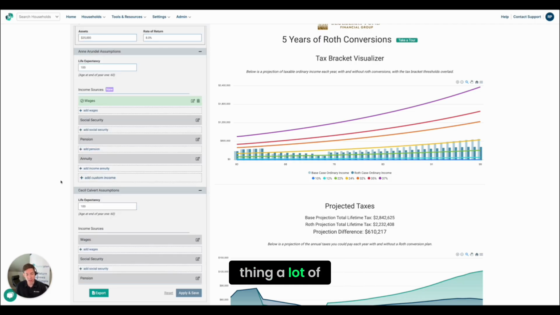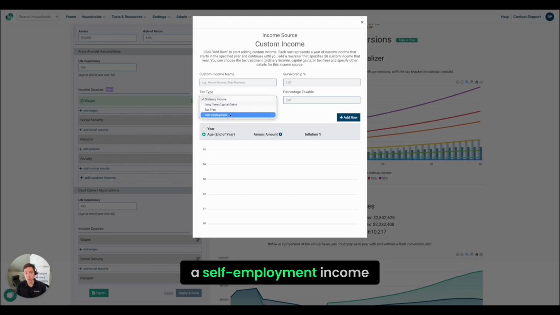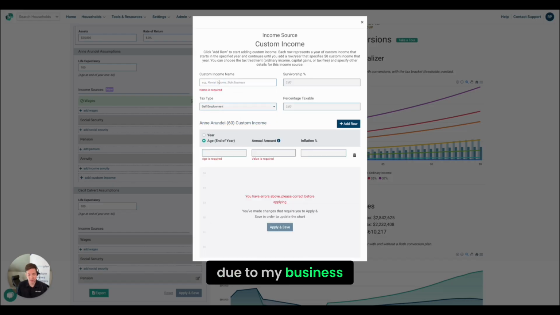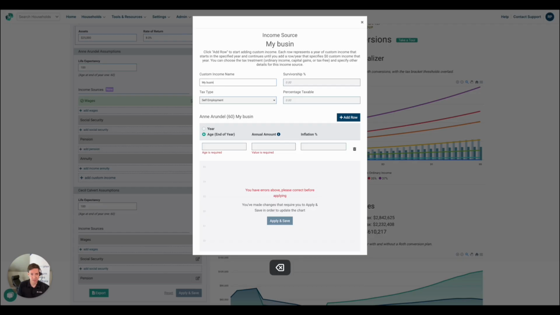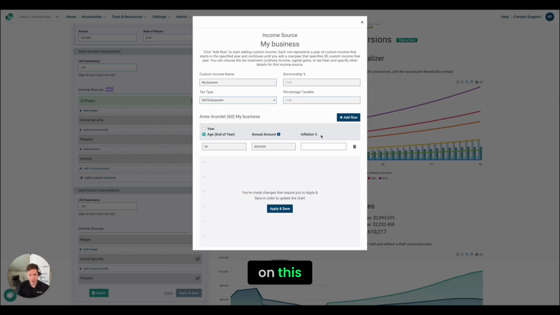Next up, and this is another thing a lot of people have asked for, is I want to be able to capture a new flavor of income. So I've got wages on here, Social Security, pension, annuity, but I want to capture self-employment income, right? Due to my business that I have. And same deal where we use this shape concept where we can say I'm age 60 right now. Anne Arundel is age 60 right now, and she makes $200,000 on this business that she has, and we'll say that's growing by 4% a year.